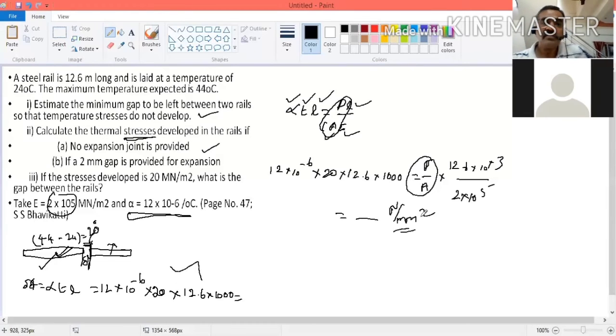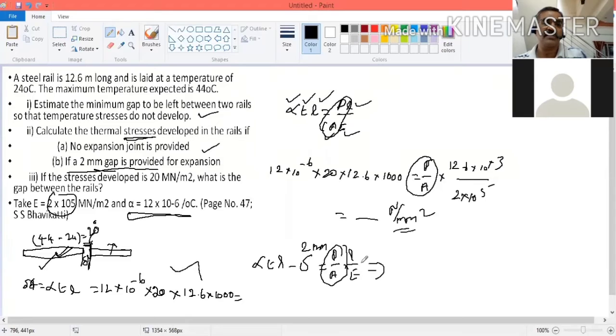Right? Now another one is if a 2 mm gap is provided. Then what will be the equation? Alpha TL minus delta. This will be the amount restricted, that is converted into load. So P by A, this is stress, PL by AE. We want to find this. Here what is delta? 2 millimeter. Substitute 2 millimeter, you can find the value of P by A.